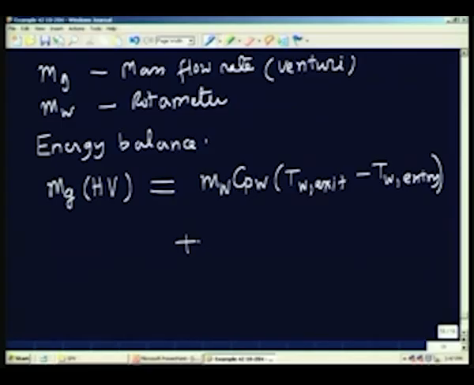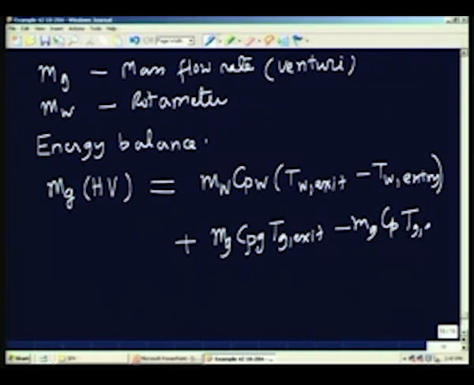So, what I can do is I will have to consider the products of combustion. So, mass of the product of combustion, which will be again measured by the flow rate which is the same as mg, multiplied by the Cp for the product of combustion multiplied by the T gas exit, minus mg Cp for the gas before combustion multiplied by Tg at entry. This may be different.